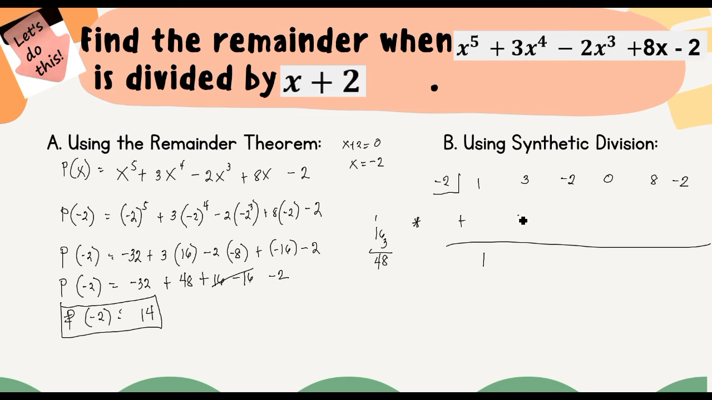So, bring down 1. 1 times negative 2 is negative 2. 3 plus negative 2 is positive 1. 1 times negative 2 is negative 2. Negative 2 plus negative 2 is negative 4. Negative 4 times negative 2 is positive 8. 0 plus 8 is 8. 8 times negative 2 is negative 16. 8 plus negative 16 is negative 8. Negative 8 times negative 2 is positive 16. Negative 2 plus positive 16 is positive 14. So, as you can see, parehas po.